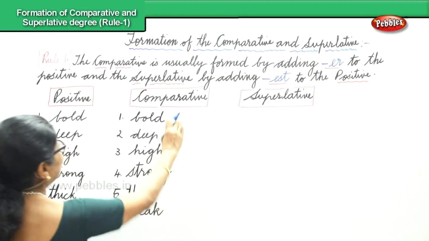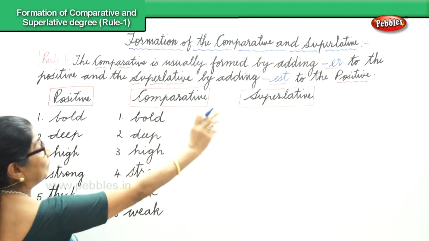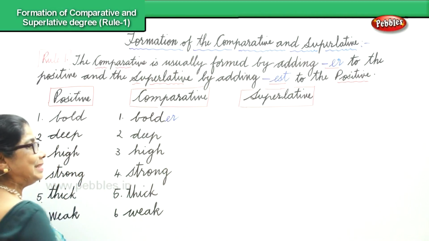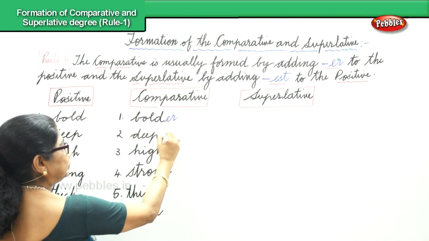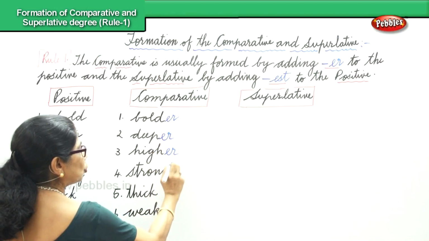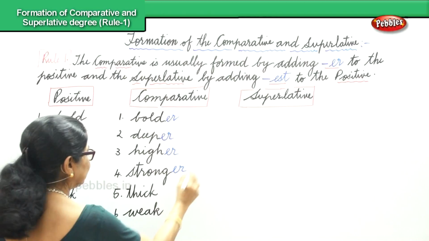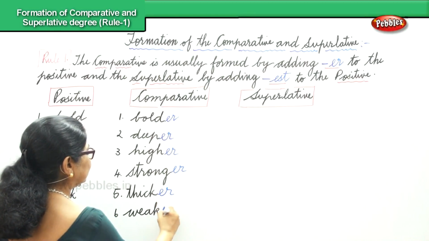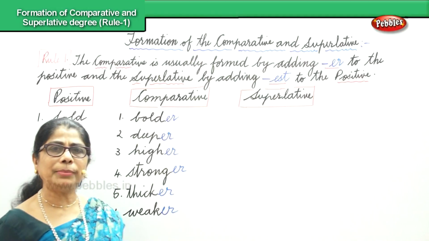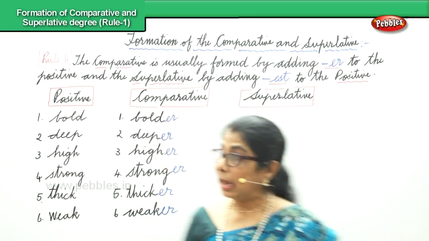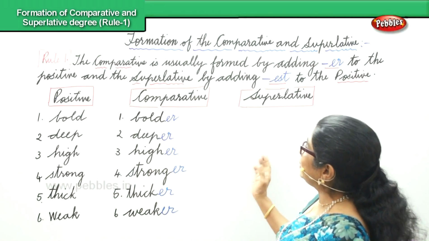Okay, now I use a different color for us to see it very clearly. So how do we form the comparative? By adding er: bolder, deeper, higher, stronger, thicker, and weaker. So, we form the comparative by adding er to the positive.